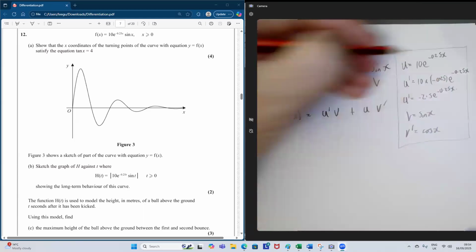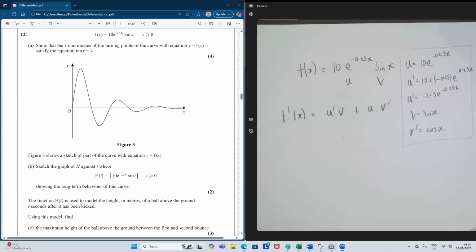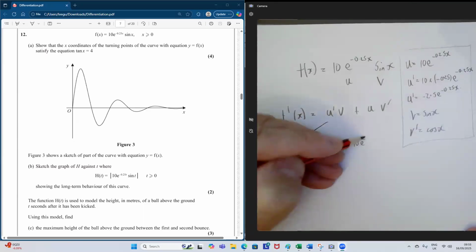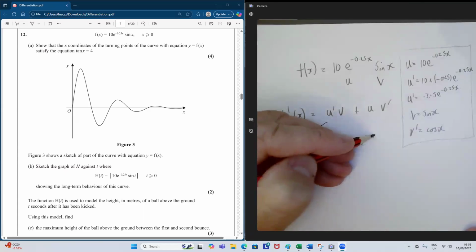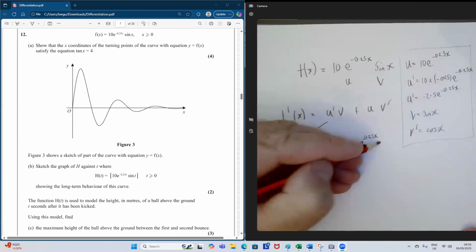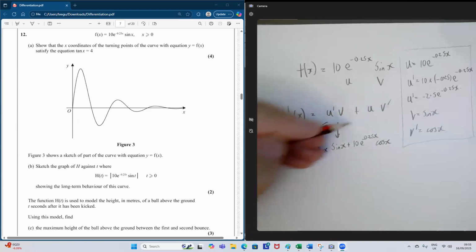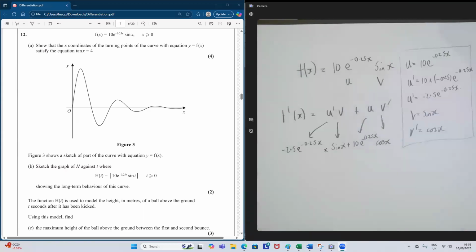So we've got all of the elements that we need to sub into the product rule now. Let's sub in and see what we get. Our u dashed is minus 2.5 e to the minus 0.25x times by our v, which is sine x. Then we're going to add our u, which is 10 e to the minus 0.25x times by v dashed, which is cos x. That is all of the various elements subbed into the product rule.